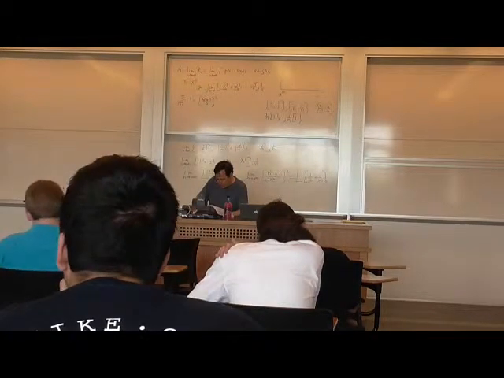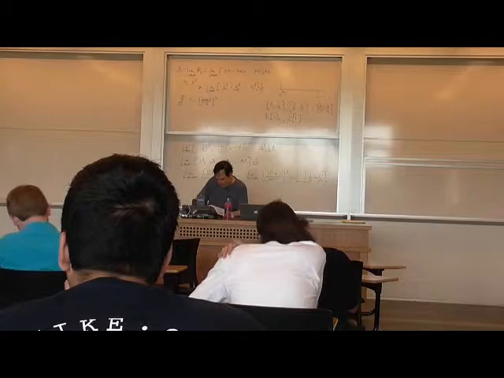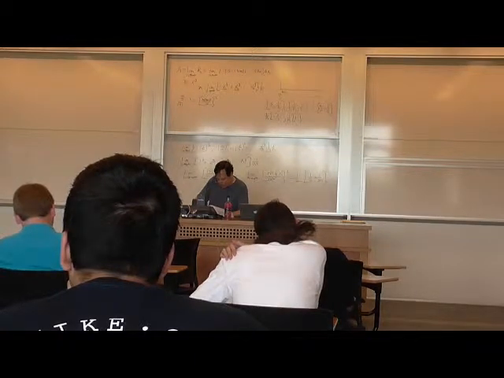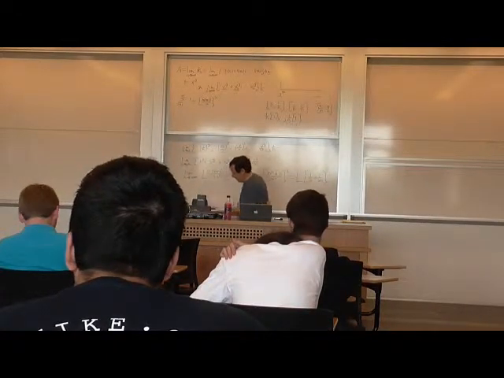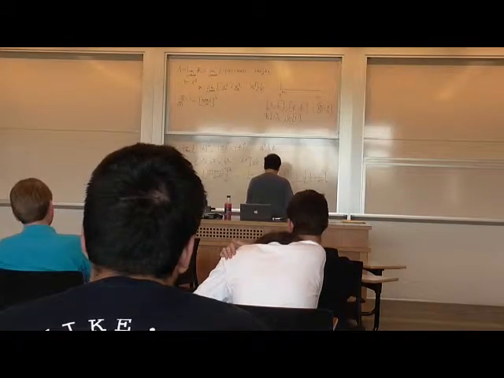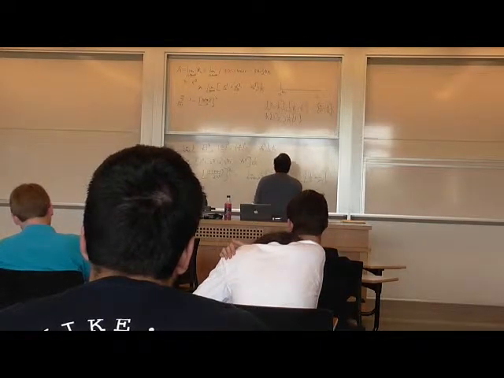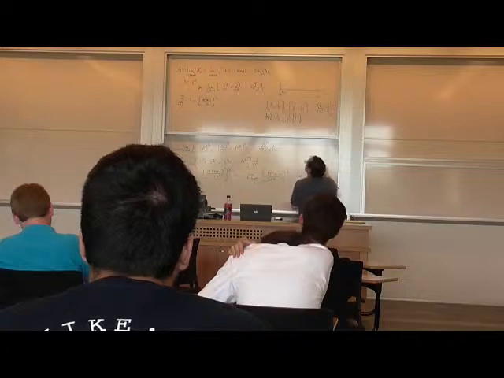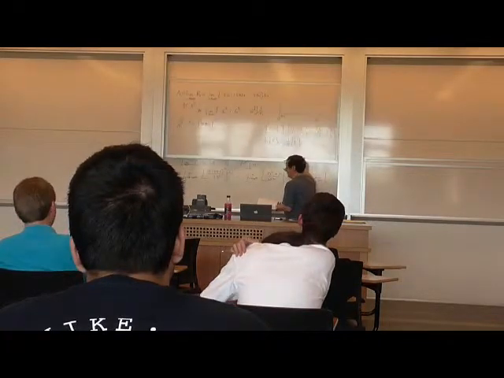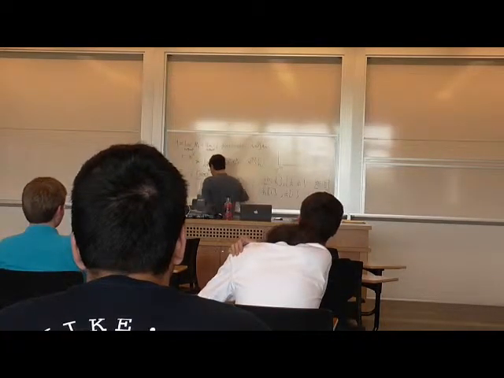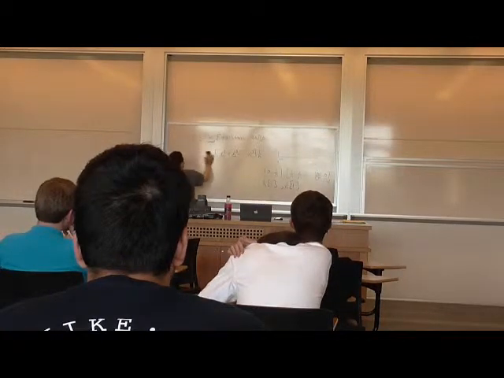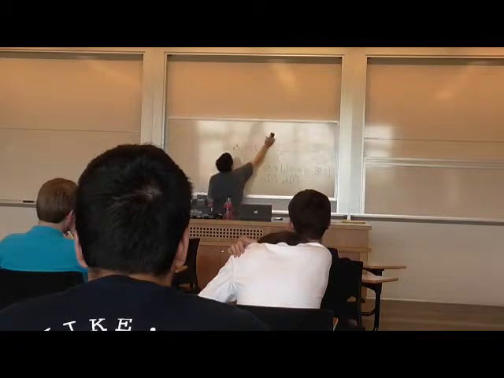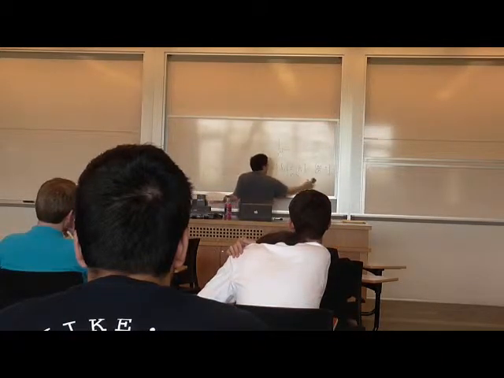Determine a region whose area is equal to the given limit. Not determine the limit. So they want you to kind of work backwards now, right? In other words, the other problem said, what does this sum look like if I give you some function? What does the function look like if I give you the sum?